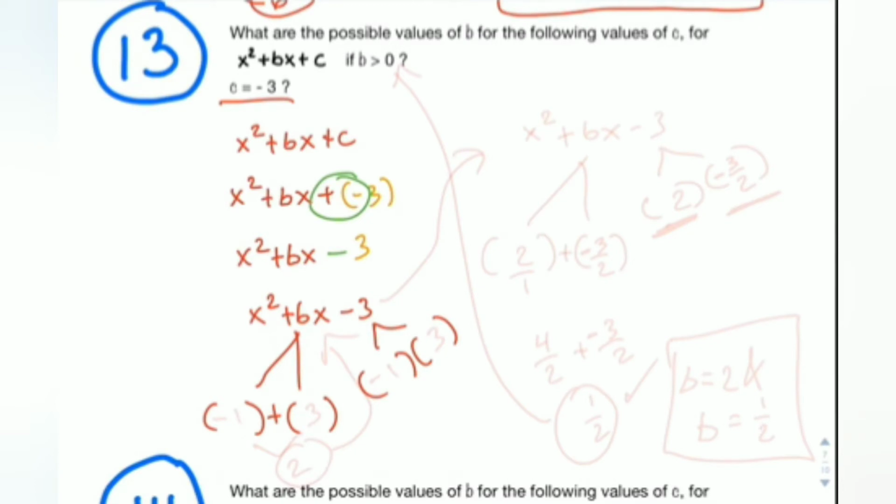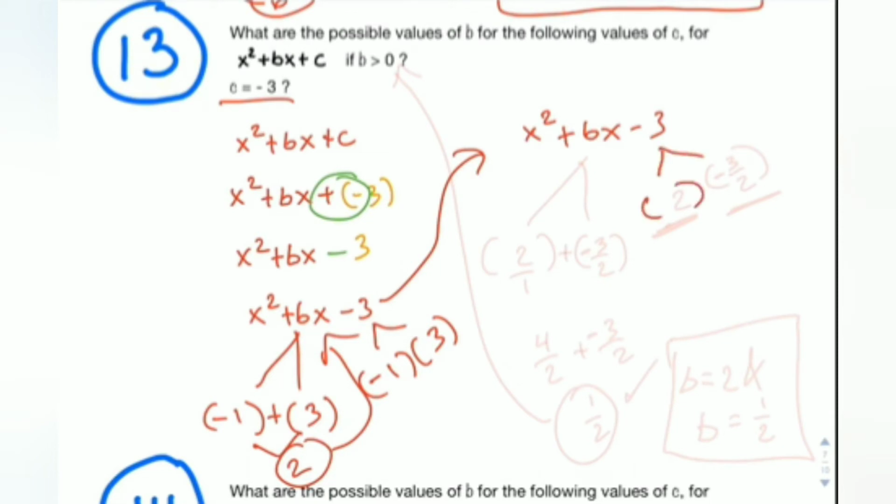Now to get it multiplied to -3, one of them has to be negative. So let's start with 1 and 3. -1 times 3 equals -3. And when you add them, it equals 2. So one of our answers is 2. Now let's go back to this step.